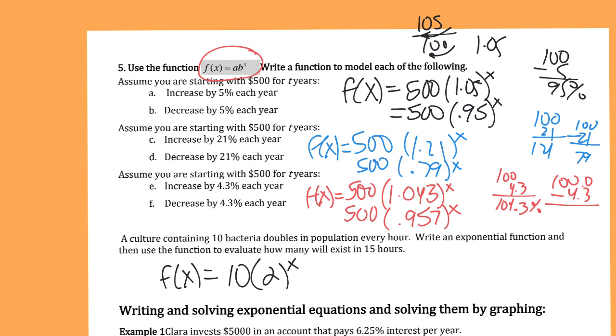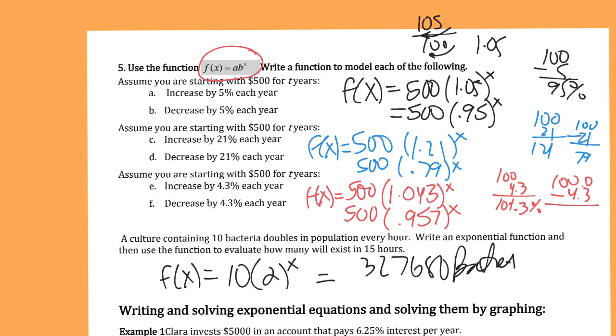Looking for my calculator. Oh, here she is. So we could do 10 parentheses 2 to the 15th, and your calculator knows how to do this. If you had to do it by hand, you would do 2 to the 15th, and then times it by 10. And we're going to guess how many bacteria are going to be in 15 hours. Oh, you're going to get sick. It's 327,680 bacteria.